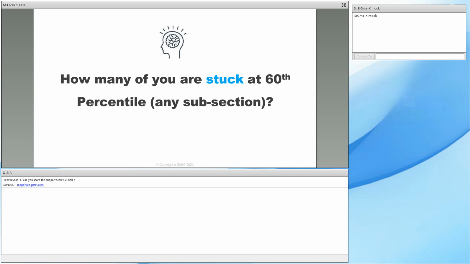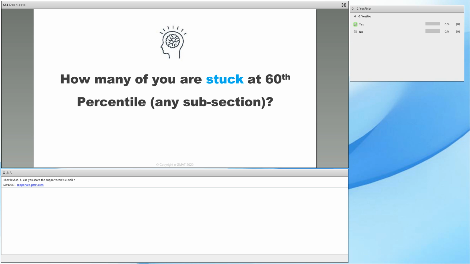So let's do a yes no test over here. Let's talk about sentence correction, and only those of you who've spent about 35 hours learning SC. How many of you are stuck at the 60th percentile despite spending 30 hours in sentence correction, or 65th or 70th percentile? Round about that. Okay. All right. Let me end the poll. About 70% of you. Now, I'm going to talk about why it is that people get stuck at that 70th percentile.